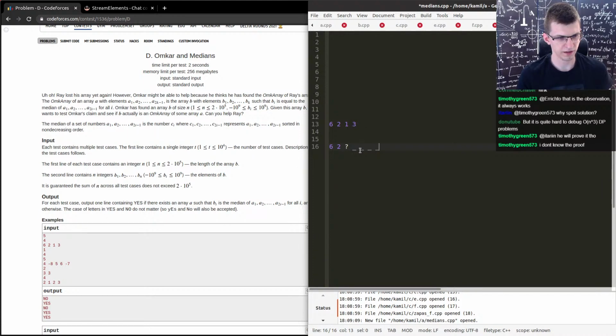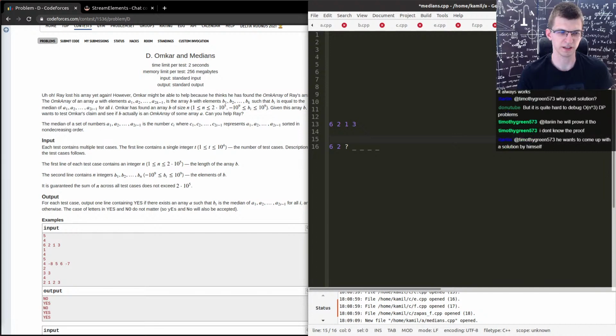Yeah, maybe Timothy is right, but I'm not sure about that. It is hard to debug n cubic problems. I agree. But there isn't any trick to that. You can see in plenty of my screencasts how I debug.